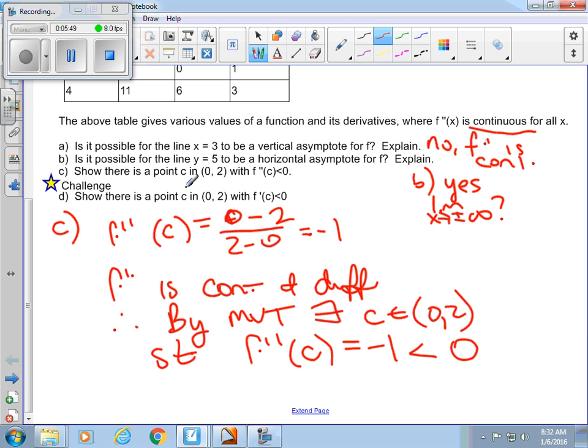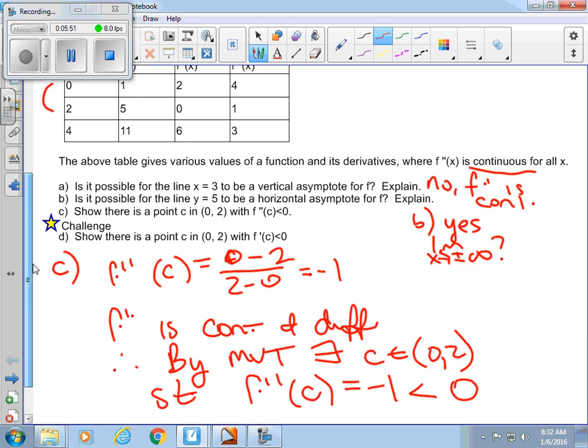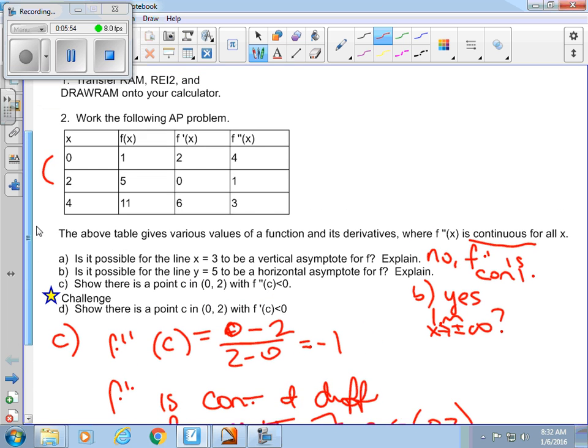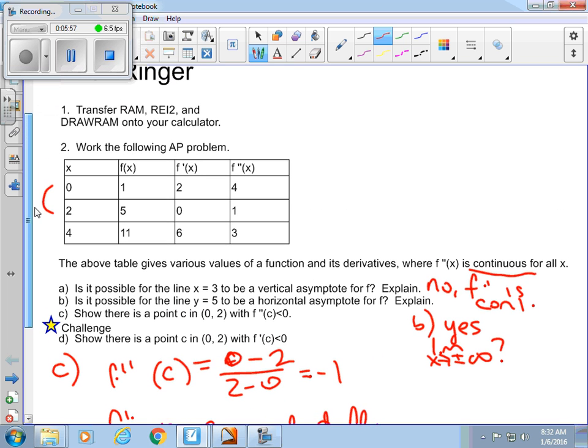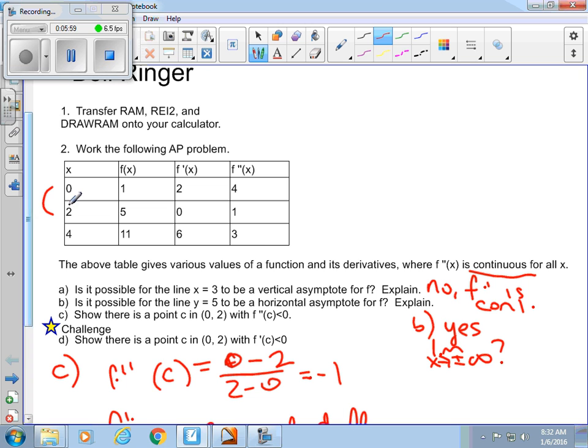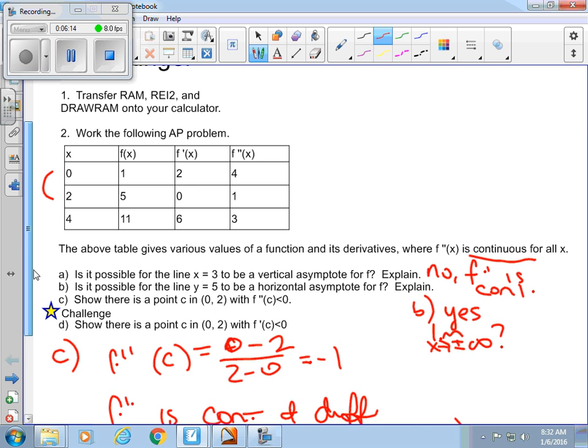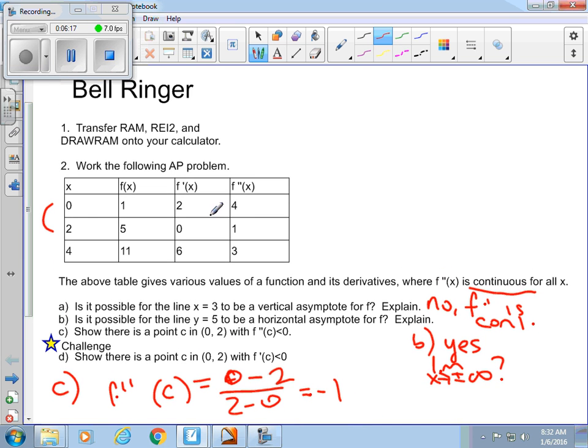Show that there is a point C in 0 to 2 where F prime is less than 0. Again, they're telling us there is a point. First thing I would try is intermediate value theorem. Doesn't work for me. Second thing I would try is mean value theorem, right? And what am I trying to show? That F prime of C is less than 0. And so I would go to 5 minus 1 over 2 minus 0. Isn't that positive also?